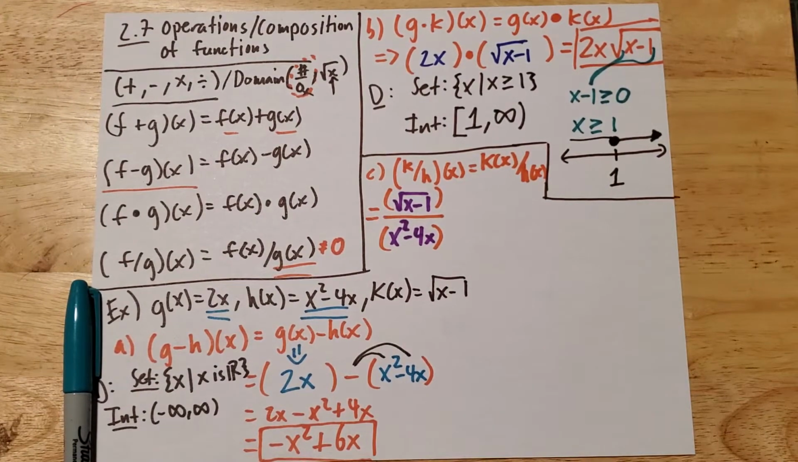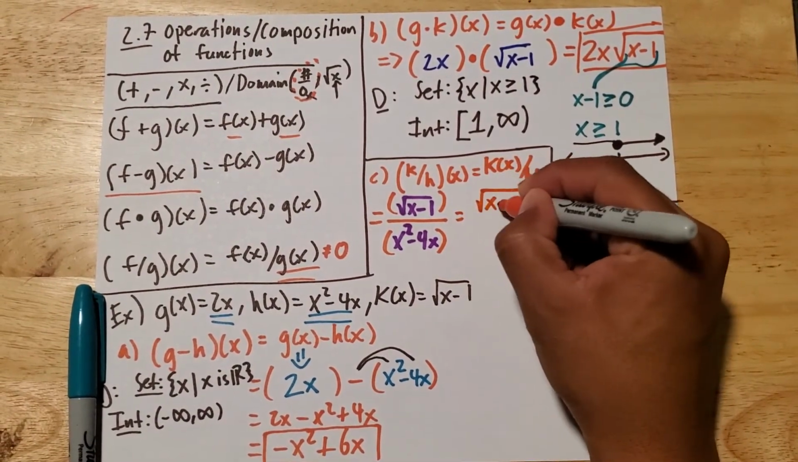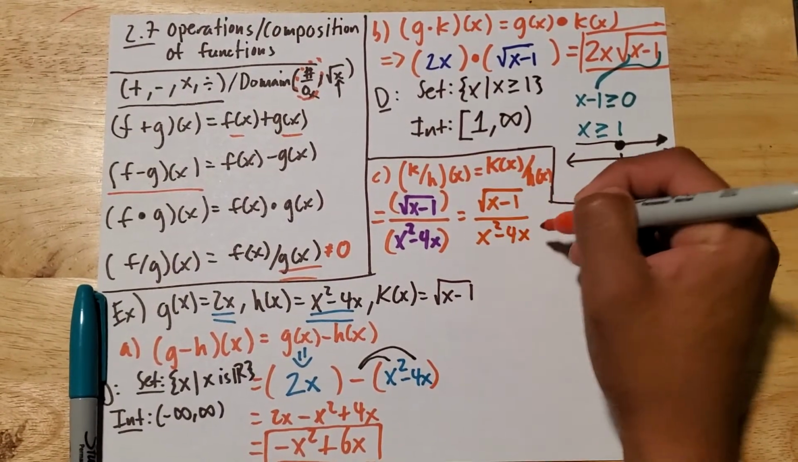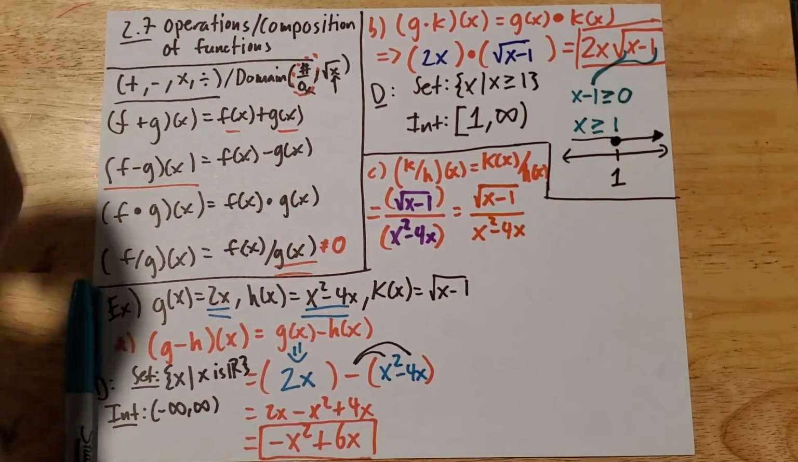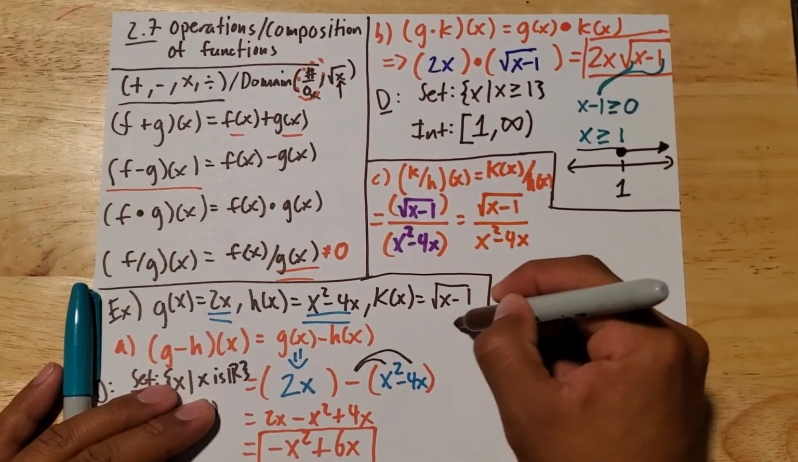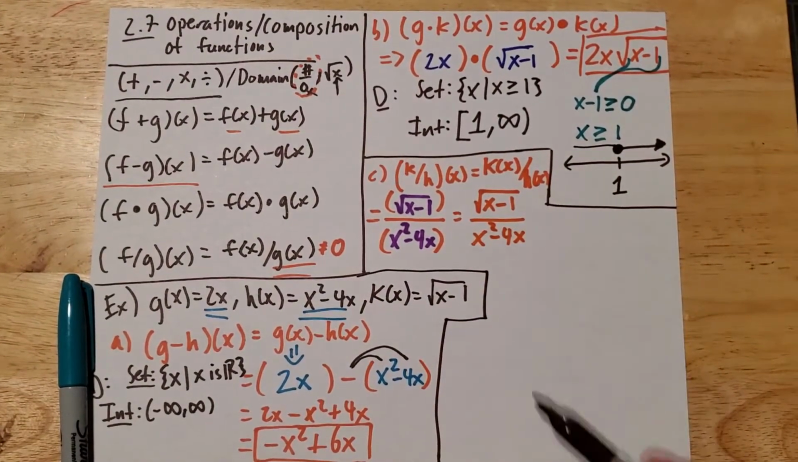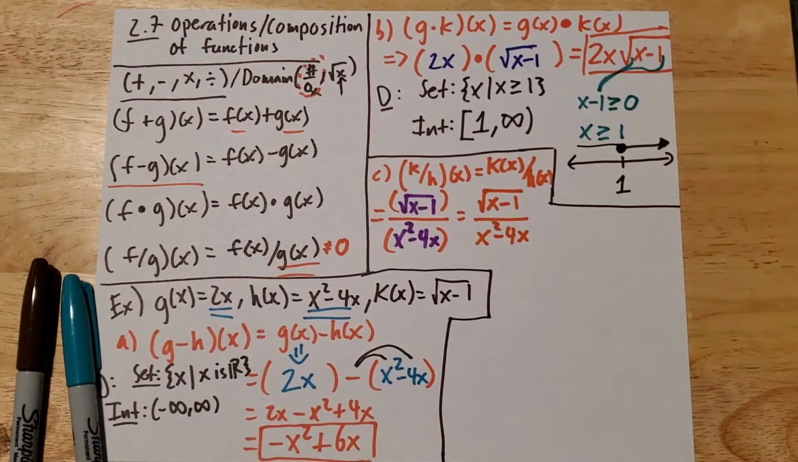And there's not much you can do after that. Once you plug it in, it just simplifies to the square root of x minus 1 over x squared minus 4x. There's not much you can do to simplify this. You can't combine the radical inside of it. Sometimes you could simplify, like we saw in the previous example, but that's not always the case.